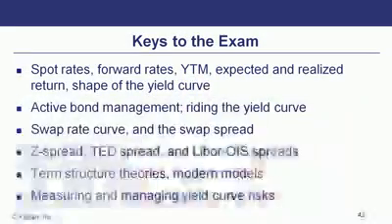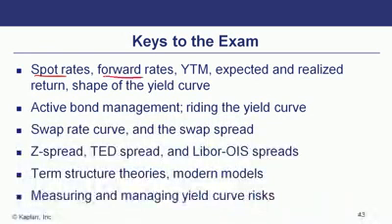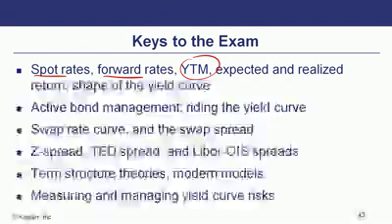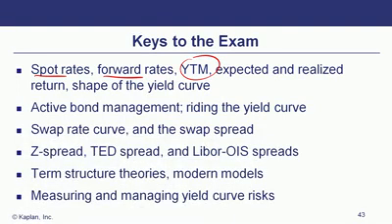So what is going to be important? Spot rates and forward rates, I think, are really important. Yield to maturity is something we learned at Level 1, but you ought to make sure you can calculate it. Expected and realized return, that was our discussion of reinvestment risk and the shape of the yield curve. Spot rates and forward rates are of paramount importance. These other things are also important, but maybe less so for calculations.